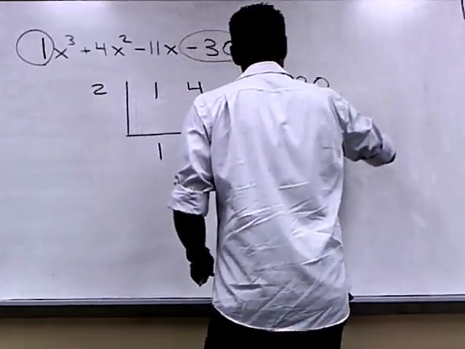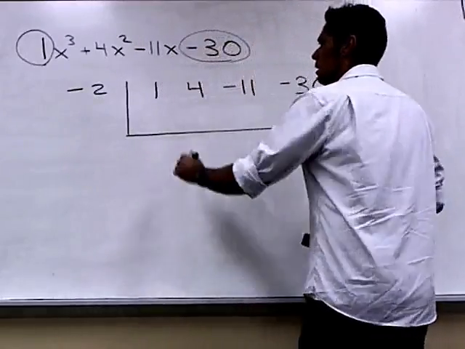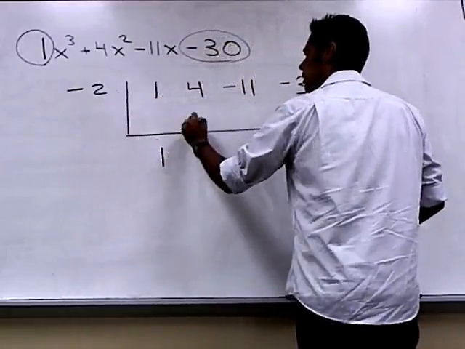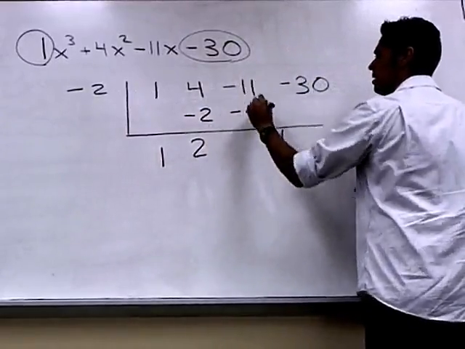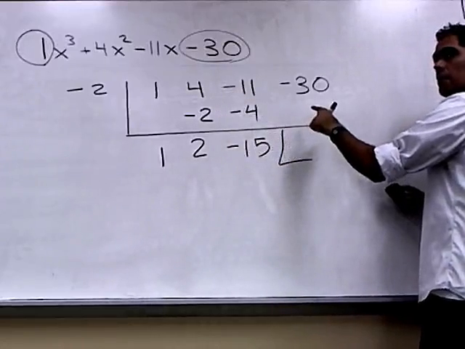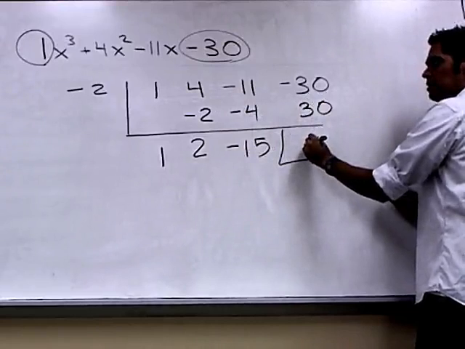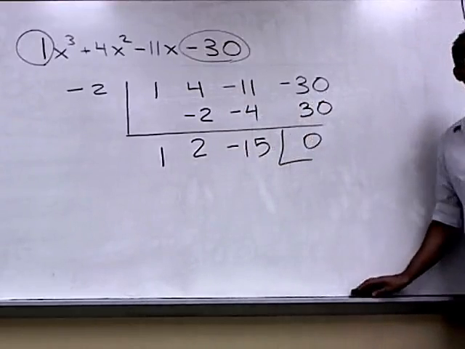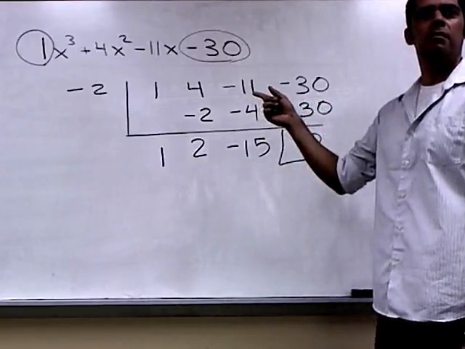So now we move to what number? -2 out here. Let's see, 1 comes down, you get -2, that's 2. That's -4, that's -15, and that's what? 30, isn't it? And that gives us 0. Wait a minute, I thought 3 worked, not -2.